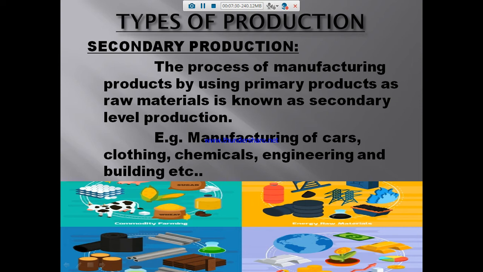Okay, so for example, manufacturing of cars, clothing, chemicals, engineering and building, etc. will come under the secondary production. So whatever production we do using machinery is called the secondary production. Whatever thing we are preparing using machinery and some other tools or machines is called the secondary production. For example, manufacturing of cars, clothing, chemicals, engineering and building, etc. Okay, did you understand that?